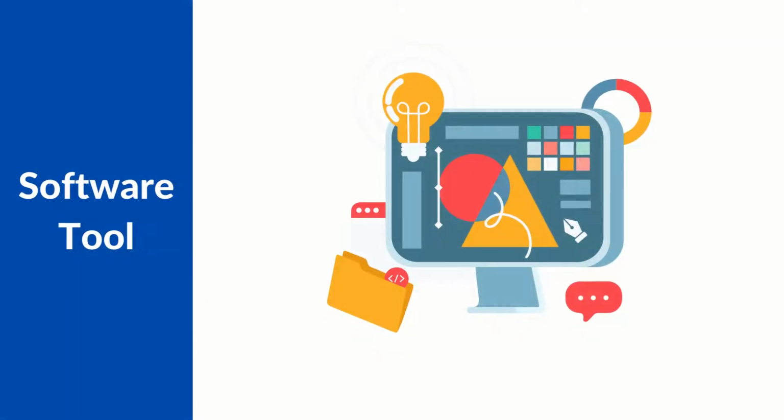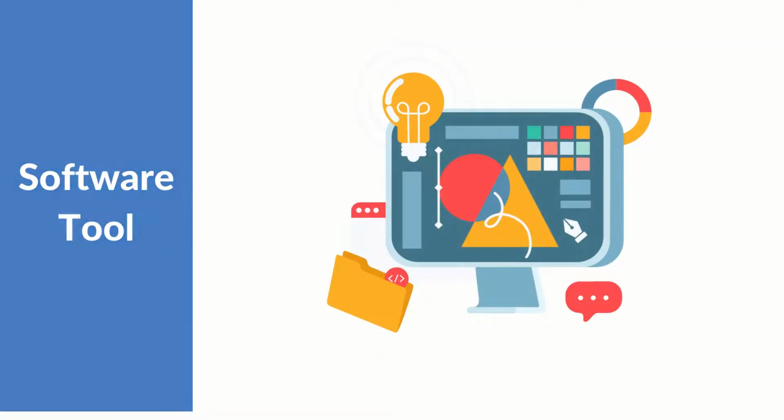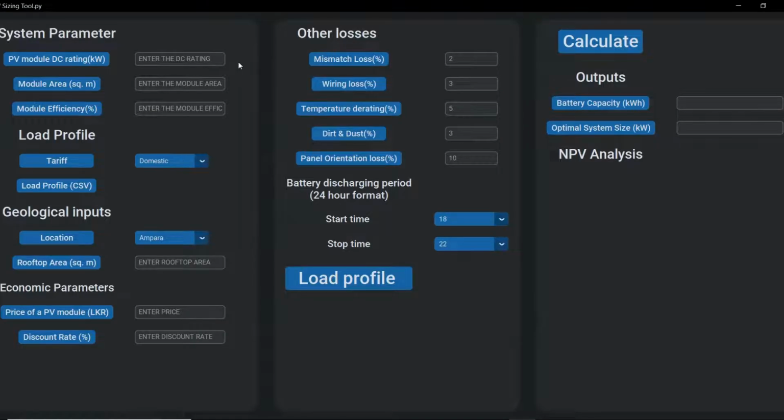This is the user-friendly software tool. Let us see how the software tool works. As mentioned in the algorithm, the software tool takes system parameters, load profile, geological inputs, and economic parameters as inputs. The losses such as mismatch losses, wiring losses, temperature derating and panel orientation losses are assumed as the values shown in the tool. However, the user can change them accordingly if he wishes. The battery discharging time is selected.